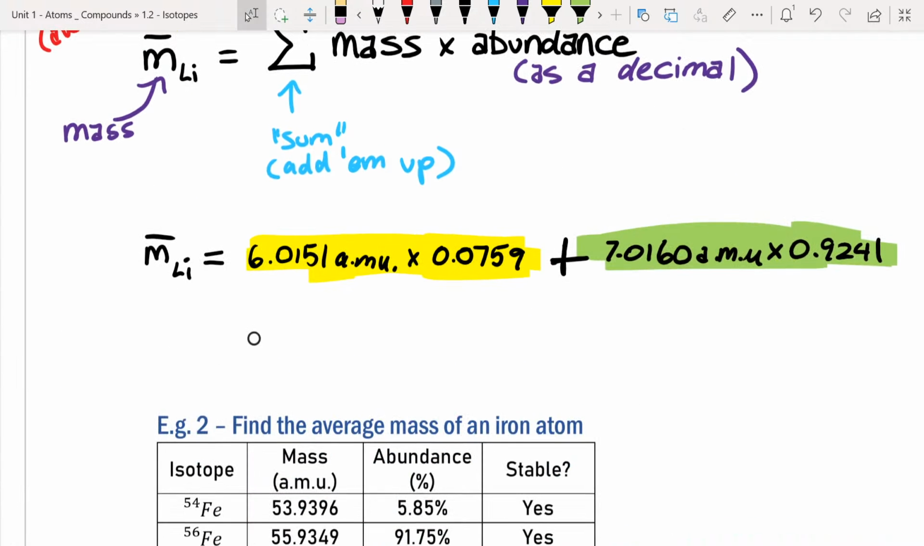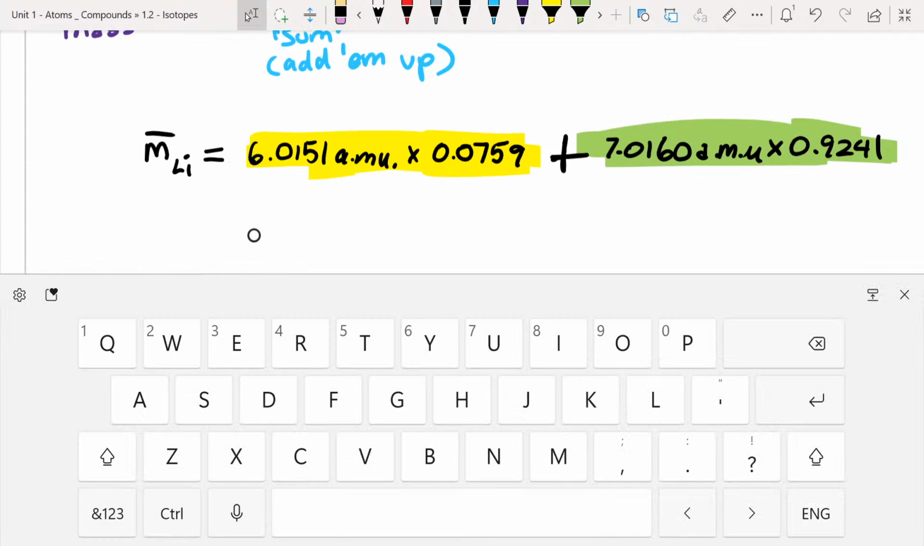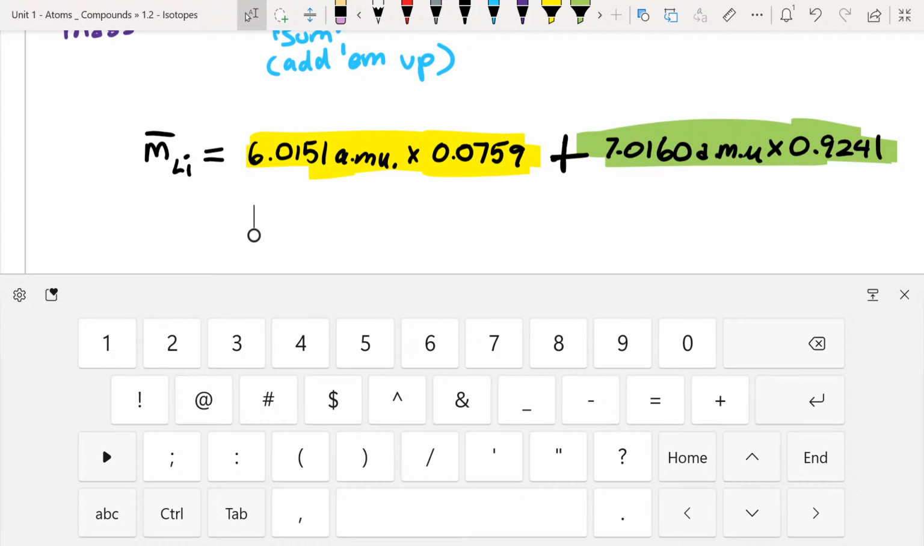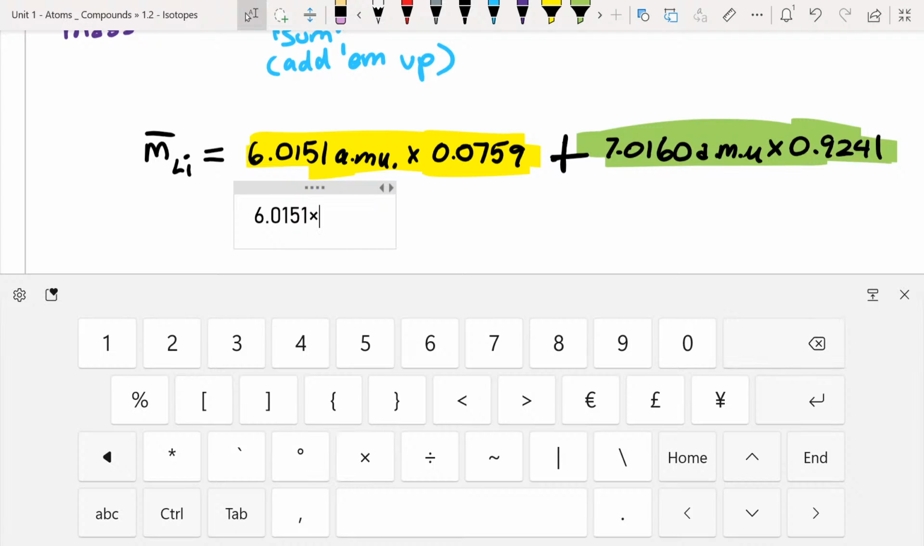And so now I can just, in my calculator, type that in. I really have got to figure out how to find that. 6.0151 times, well, that's new. I've never seen that before. I like that. Let's see if it works.